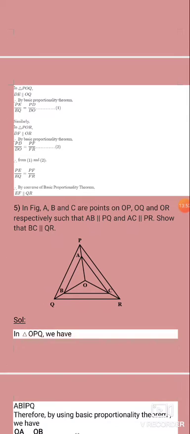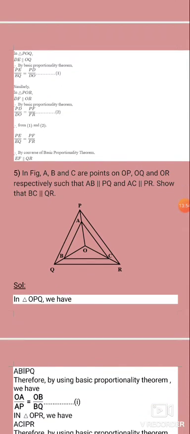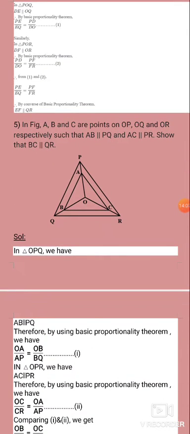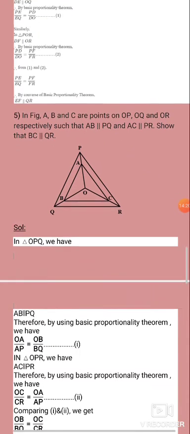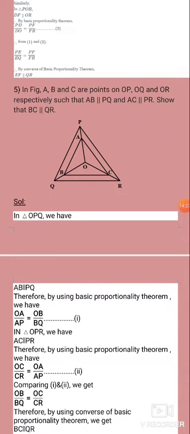Now first, in triangle POQ we have AB parallel to PQ. Therefore, by using BPT, OA by AP is equal to OB by BQ. Put equation number 1. Similarly, in triangle OPR, OC by CR is equal to OA by AP. Equation number 2. Compare equation number 1 and 2. What we get? OB by BQ is equal to OC by CR, since OA by AP is the same.